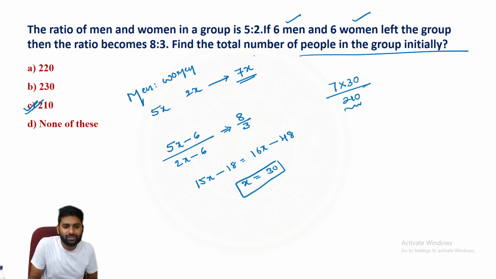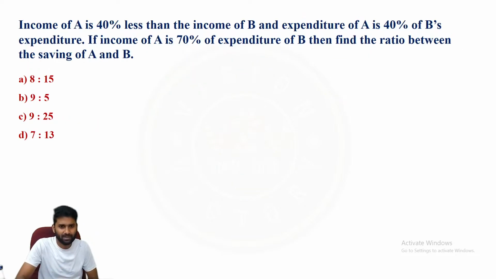See, the sum is 7x. Definitely your answer is a multiple of 7. Among the options, we have only 210 as a multiple of 7. You can choose your answer.